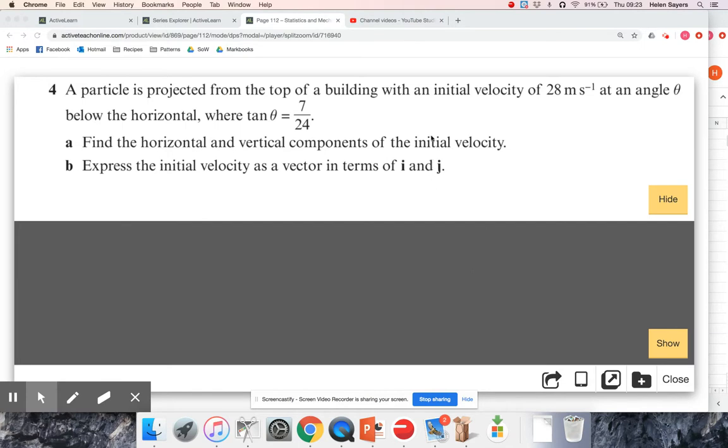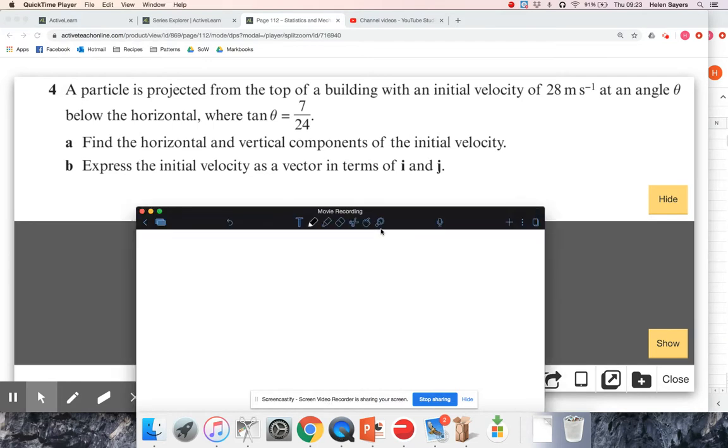Okay, so we are, get a sketch up. We are projecting from the top of a building, and that's the horizontal. It is being projected with an initial velocity of 28 meters per second at an angle theta below the horizontal. So similar to question 2, it's going downwards like that. And that velocity is 28.